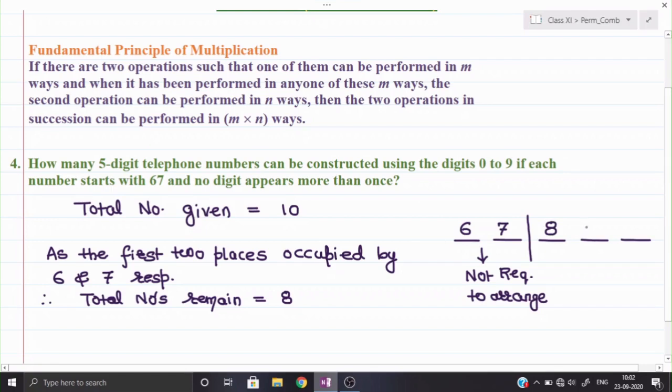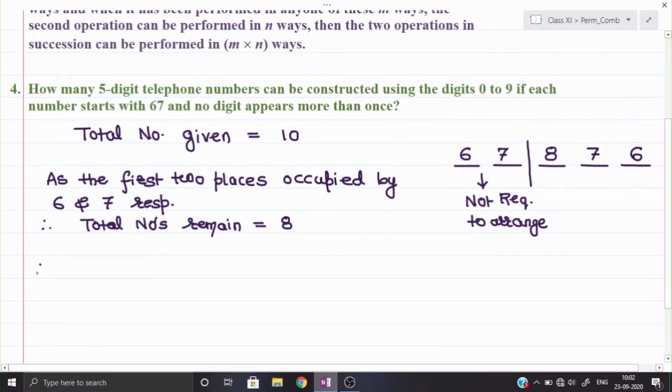Similarly, when I go to this particular place, I will have only 7 numbers available, because 8 numbers were available for the earlier place and 1 number is placed over there. So for the second last place it will have only 7 numbers, and in the same way for the last place I will have only 6 numbers available. So that we will write down.